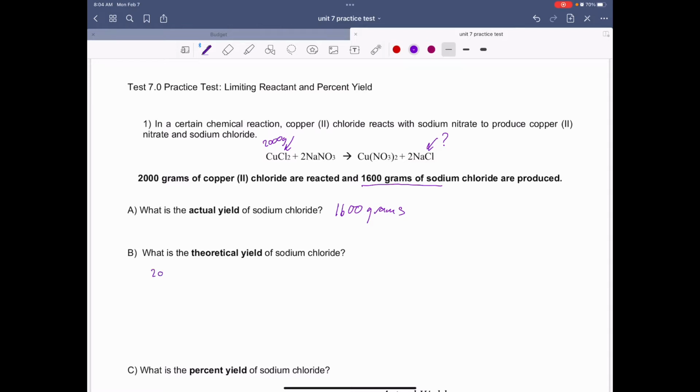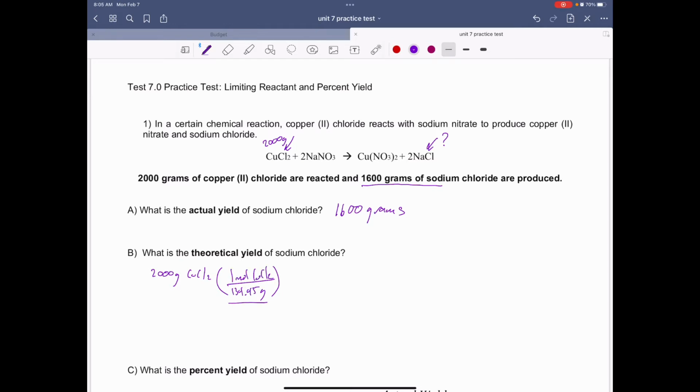So we have 2,000 grams of CuCl2. Let's convert that into moles. You always got to convert it into moles, and this is how you do it. Copper, all right, I'll get the periodic table out. Copper is 63.55, plus 2 chlorides, so that's two 35.45s, and that is a total of 134.45. So 134.45 grams or 1 mole of copper chloride.